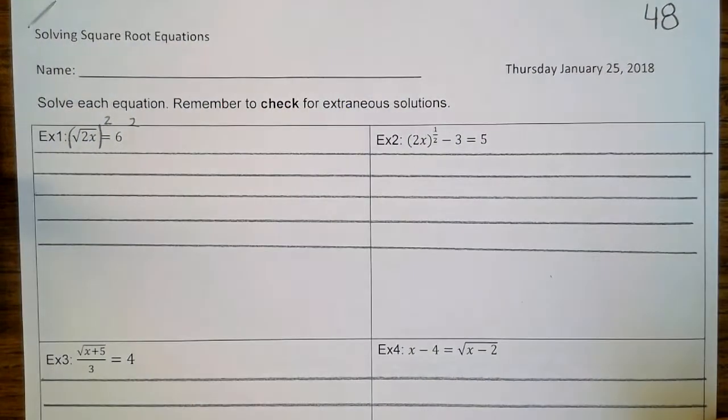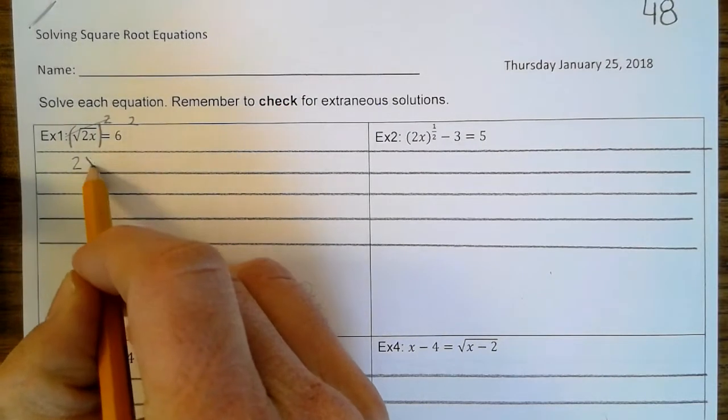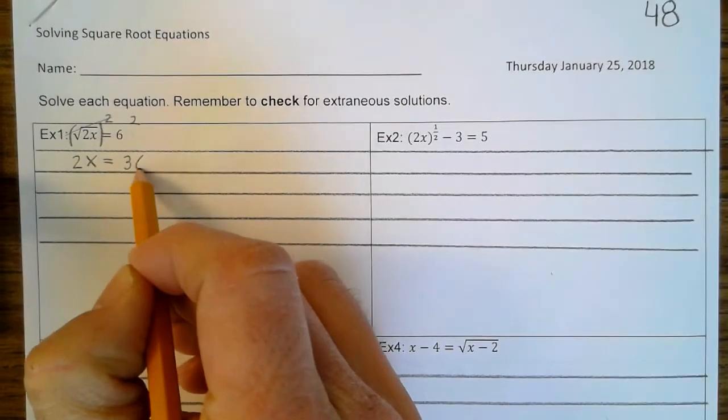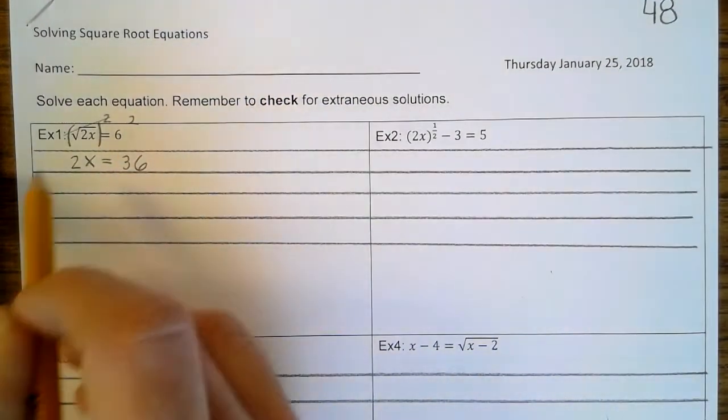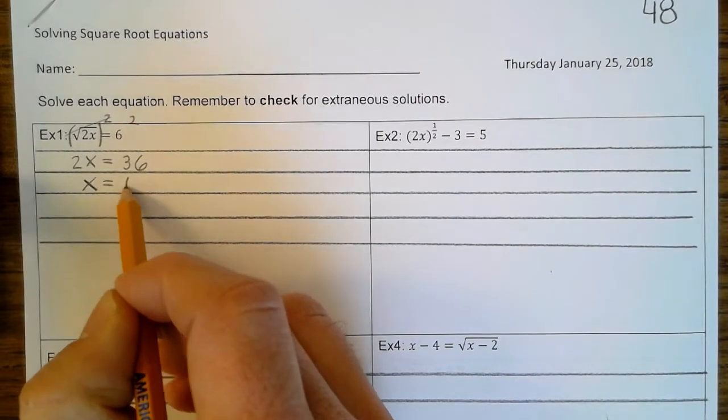Okay, so the square root and squared becomes the power of 1, so you're left with 2x equals 6 squared, which is 36. Divide both sides by 2, so x equals 18.